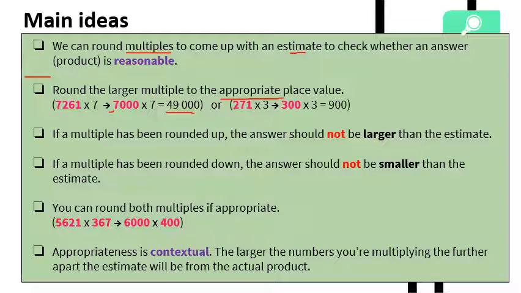Again, here I've rounded the larger number. If I rounded the 3, I'd actually end up with 0, because I'd be rounding it down. And anything multiplied by 0 is 0, so we know that doesn't really make sense because the number should be obviously larger than 0.